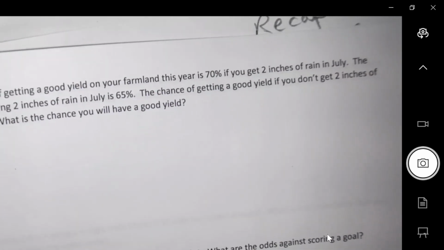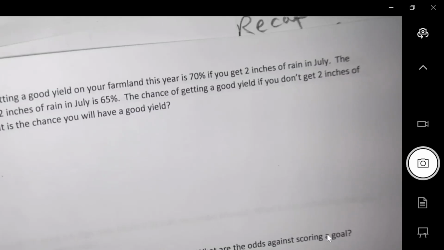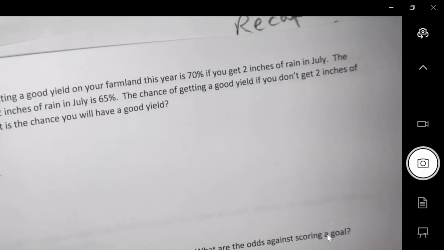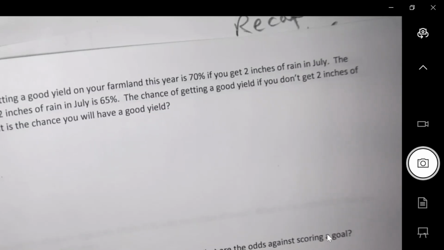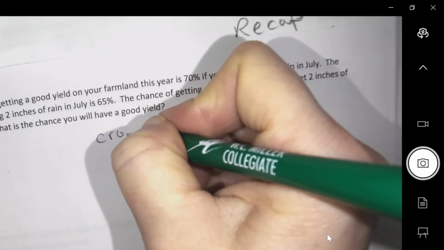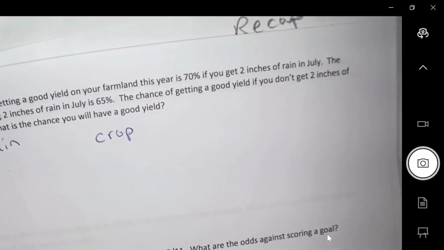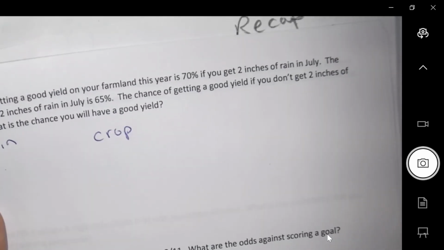Okay. The chance of getting a good yield on a farm land this year is 70% if you get 2 inches of rain in July. Okay, so we're talking about getting a good crop and rain. So what depends on the other? Does the good crop depend on the rain, or does the rain depend on the crop? Which one depends on the other? The crop depends on if it rains, right? So this can happen after the rain happens.